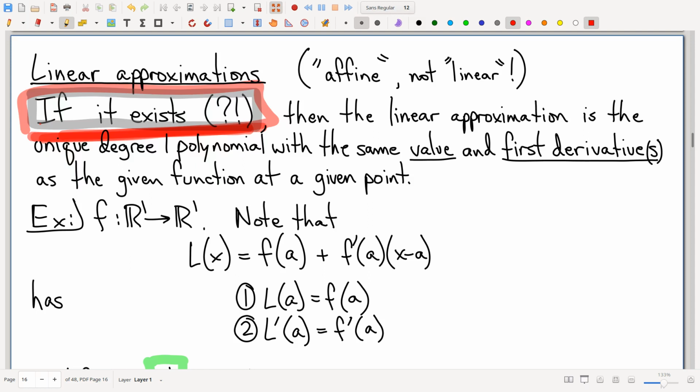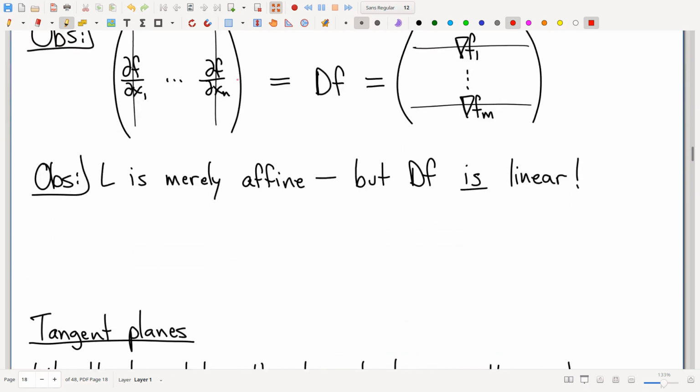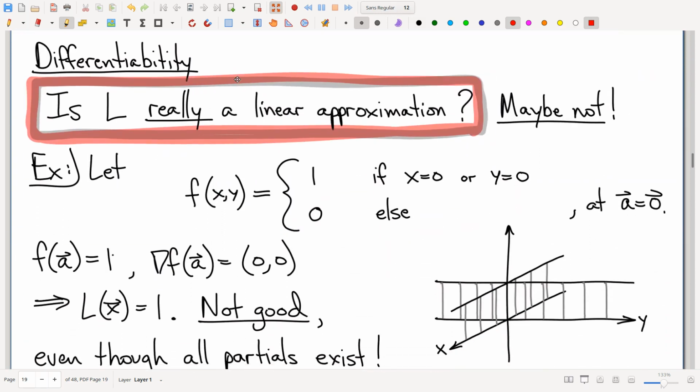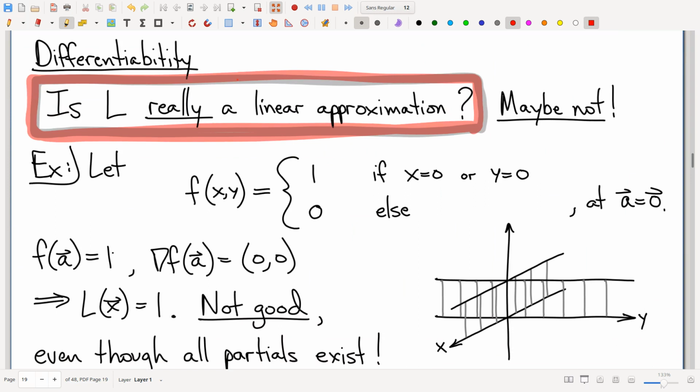unless I know that there is an f prime. What if the function's not differentiable? There's a problem there. So I didn't want to deal with the nasty questions. I assumed that everything was nice, and then we could just make some algebraic observations about what behaves well. But now we have to address this question. How do I know that a linear approximation actually exists in the first place? In other words, how do I know that the formula that we wrote down will actually produce something that does a good job of estimating our function?